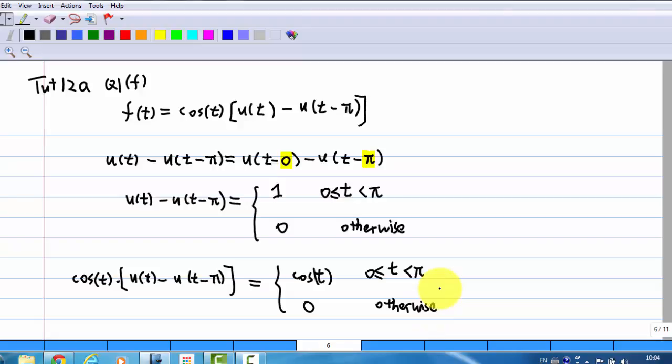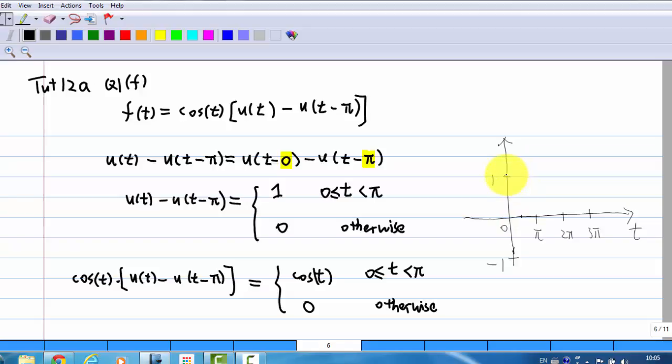So how do we sketch the graph? Let's draw the axis first. I'm going to draw a cosine curve. So the cosine curve, we know, looks something like this. Let me set up the axis first. Let's say this is 1 and this is minus 1. So the cosine curve looks something like this.